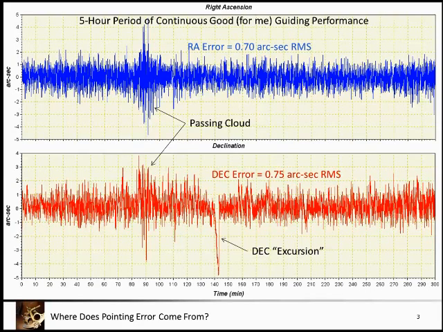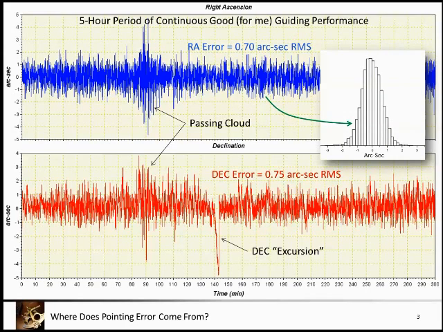And in fact, if you look at the RMS pointing error as reported by PHD2, I got an RA, or right ascension error, of about 0.7 arc seconds RMS, and a declination error of about 0.75 arc seconds RMS. Typically for me, though, the right ascension error is on the order of maybe 1.5, sometimes 2 times larger than the dec error, and the dec error is maybe a bit better than what it appears to be shown here. So this is a little unusual in the sense that the right ascension and the declination errors are about the same magnitude.